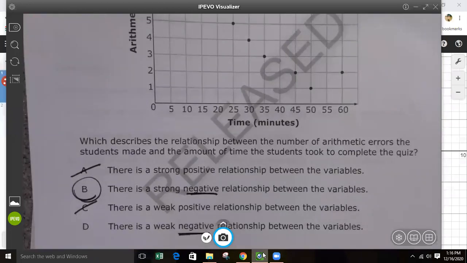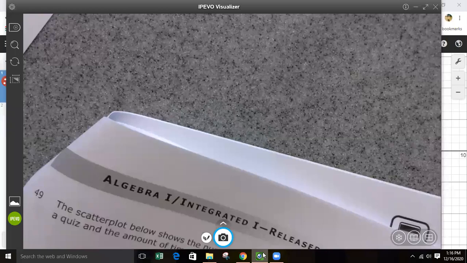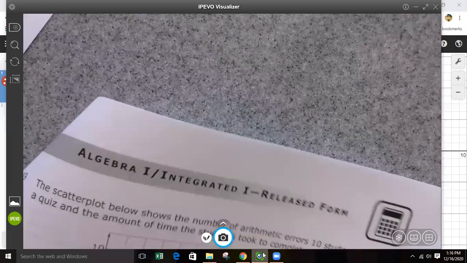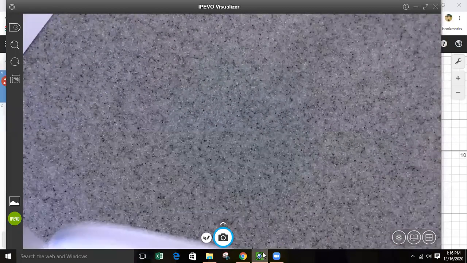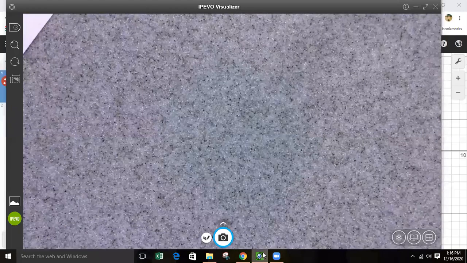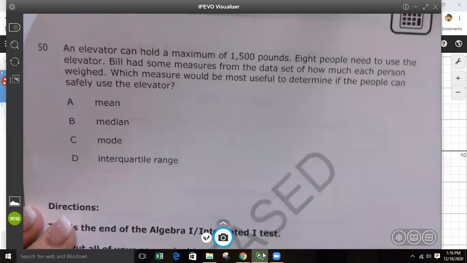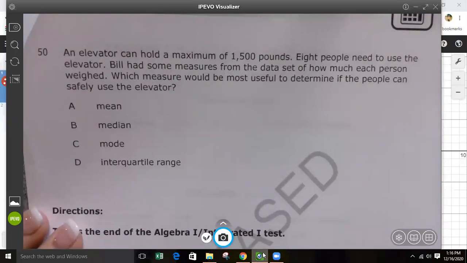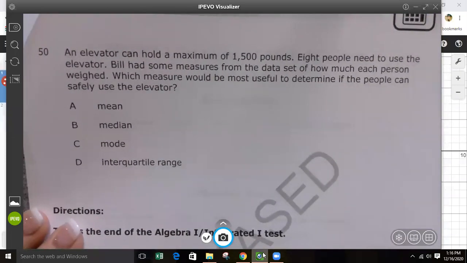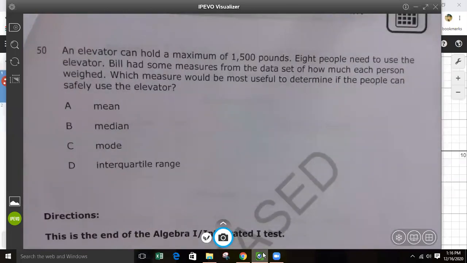All right. And then 50 is one of those that you just kind of have to know. It's kind of common sense. It'll be the last one that we do, and then we'll finish up the rest of it when we review again on Friday. An elevator can hold a maximum of 1,500 pounds. 8 people need to use the elevator. Bill had some measures from the data set of how much each person weighed, which measure would be most useful to determine if people can safely use the elevator.